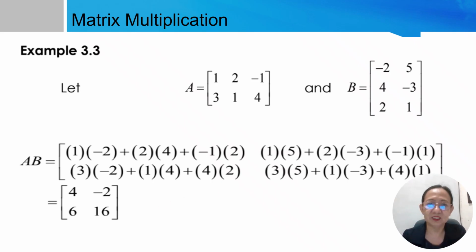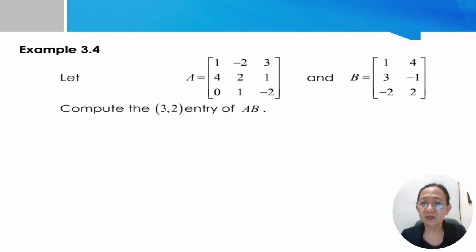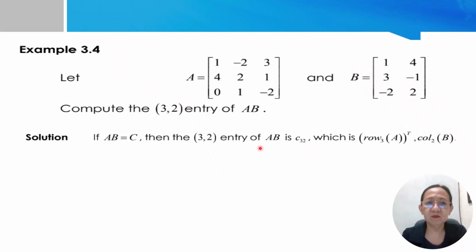as the entries. Okay. Now let us look at example 3.4. We have the matrix A is a 3 by 3 matrix and our matrix B is a 3 by 2 matrix. So therefore, let us compute the 3, 2 entry of AB. So what does it mean? If AB is equal to C, then the 3, 2 entry of AB is C sub 32, which is row 3 of A transpose times the second column of our B.